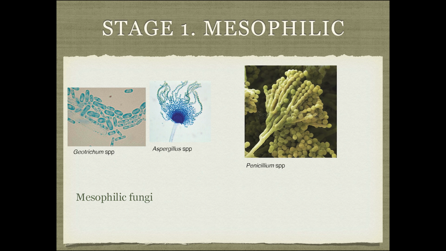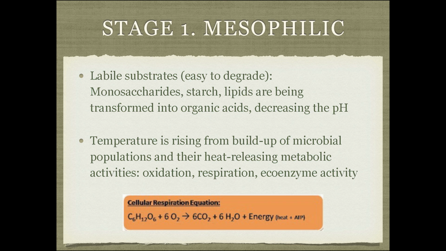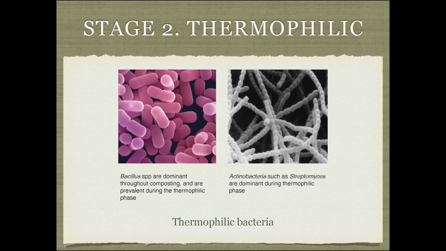And there's some mesophilic fungi as well that are in the compost pile. So that first stage, we're degrading kind of simple sugars, starches, lipids, and they're being transformed into organic acids. We've got temperature rising from these metabolic activities. And then we enter our thermophilic stage, which is dominated by bacillus organisms, bacteria, and actinobacteria.